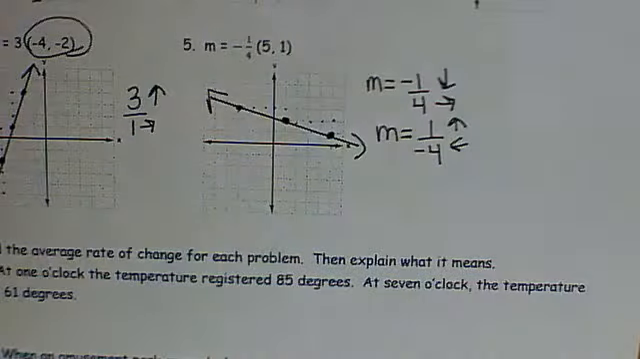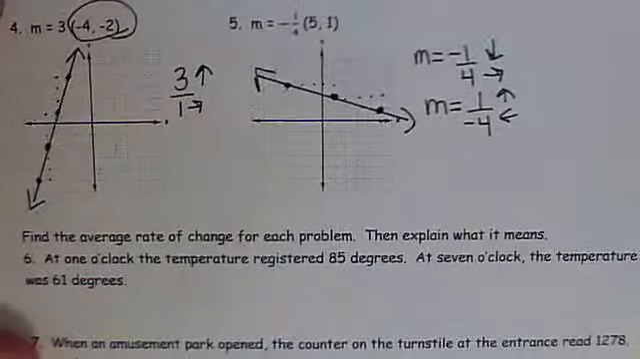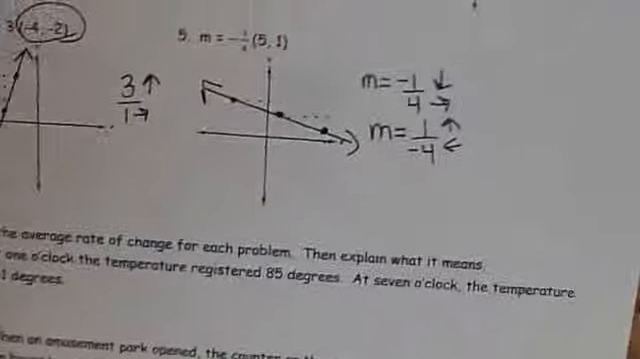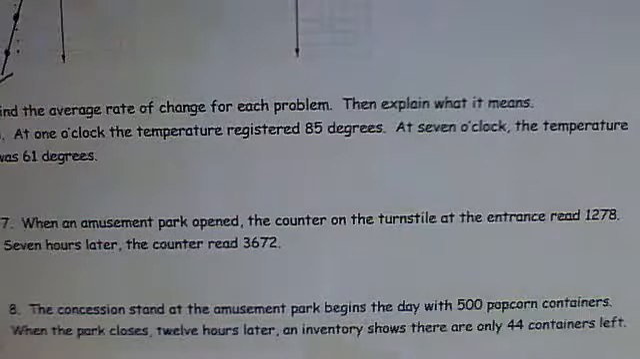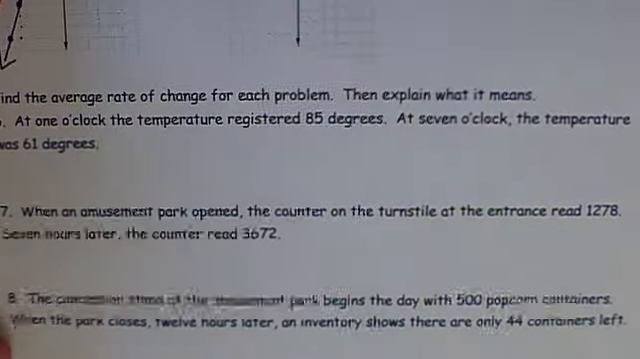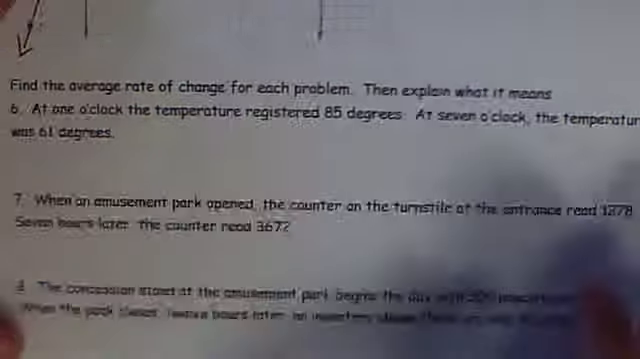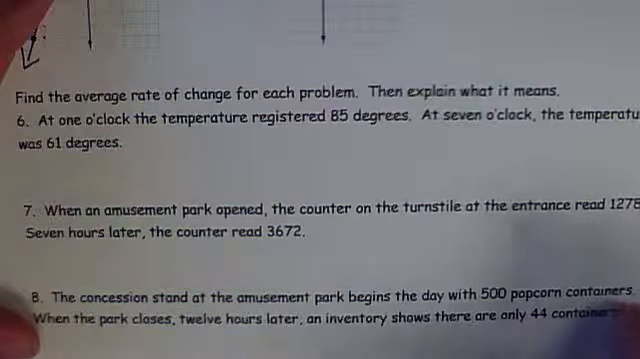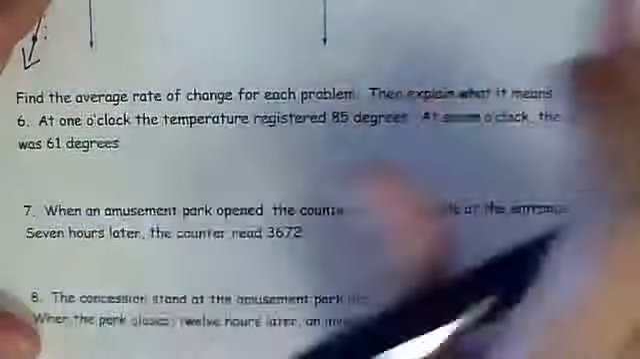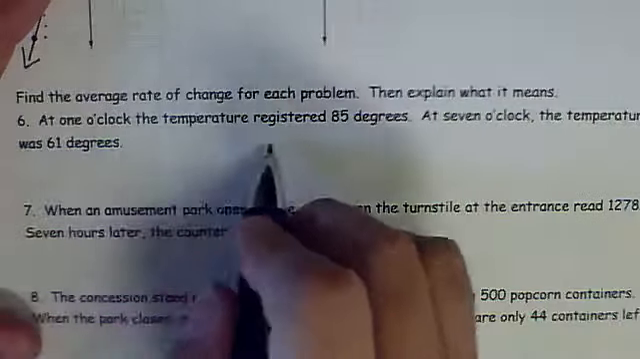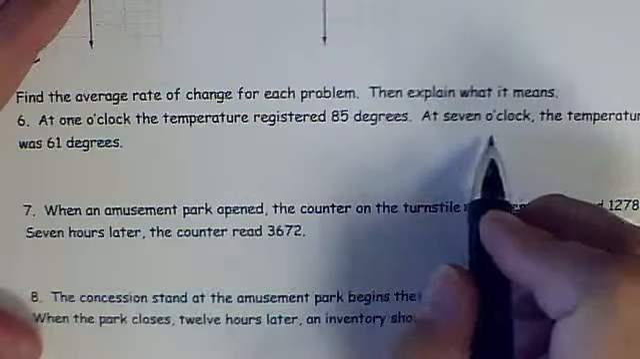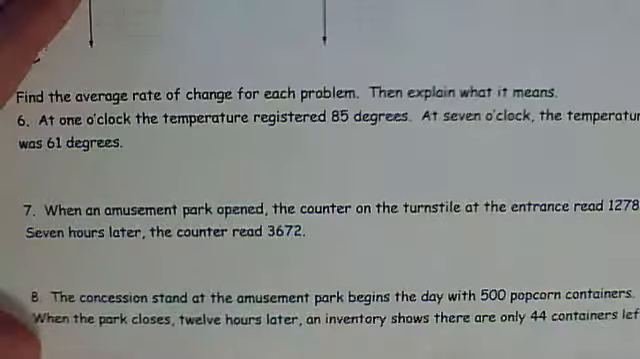Okay, so the next few problems are word problems where you have to find the average rate of change and then explain what it means. Remember, another word for average rate of change is slope. So you're going to find the slope of these. At 1 o'clock, the temperature registered 85 degrees. At 7 o'clock, the temperature was 61 degrees.